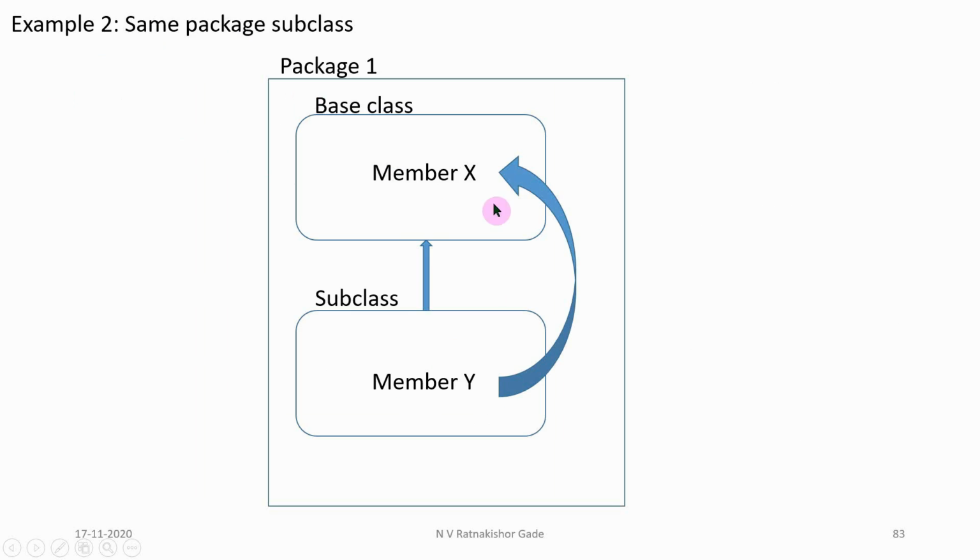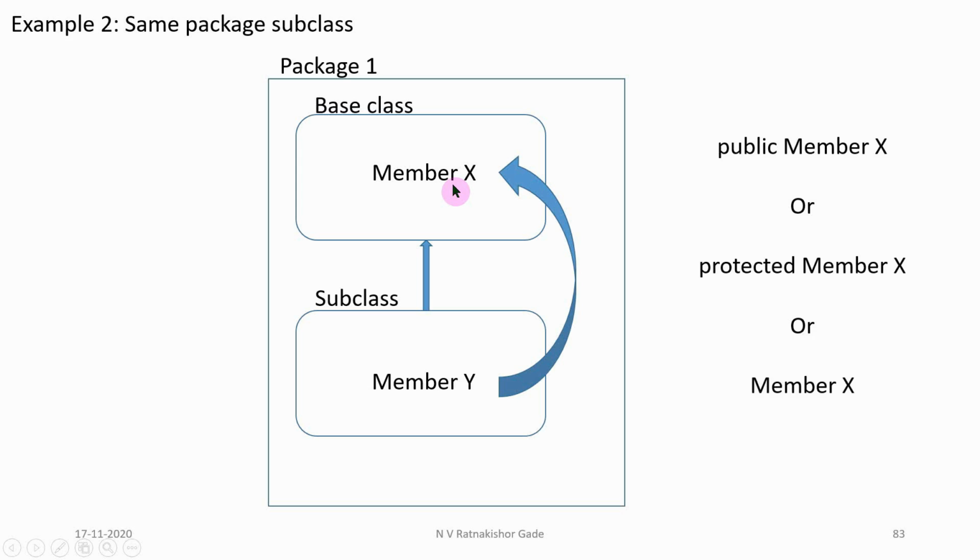In this second example, member X and member Y are present in different classes. Both the classes have the inheritance relationship, and also both classes are present in the same package. So if member Y wants to use member X, then member X may have the access modifier public, then that can be accessed from anywhere. Since both are in the same package, member X can have protected or default as access modifier.